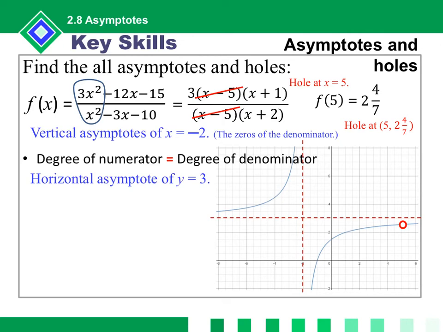Okay, here I have another one. Find all vertical asymptotes. Again, I factor it out. So I see there is a hole at x is equal to 5. I plug in 5 into the simplified form. I get 2 and 4/7. So the specific location of the hole is right there. So I graph it. Then I know there is a vertical asymptote at x is equal to -2. I compare the degrees of numerator and denominator, and they are equal. So when they are equal, I just look at the coefficients and I see they are 3/1. So y is equal to 3, and there is the graph.